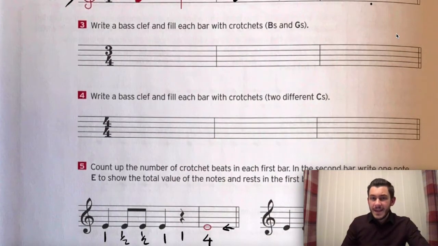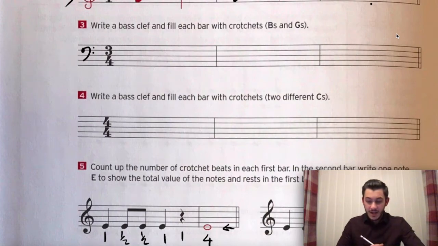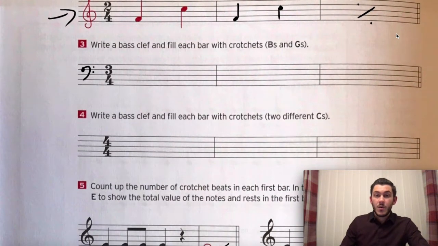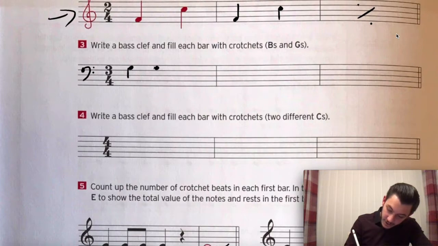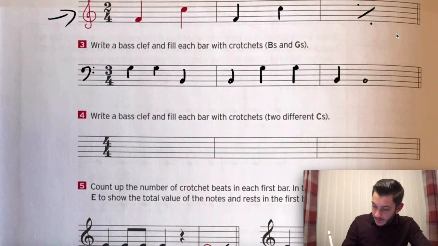3, write a bass clef and fill each bar with crotchet B's and G's. So a bass clef is also known as the F clef, so I start it off on an F with my 2 dots. It's in 3/4, so we need to make sure we draw the correct amount. So crotchet B's and crotchet G's. So let's do crotchet G, and a crotchet B, and then we might do crotchet B, crotchet G, crotchet G, and then we might do crotchet B, crotchet B, crotchet B.